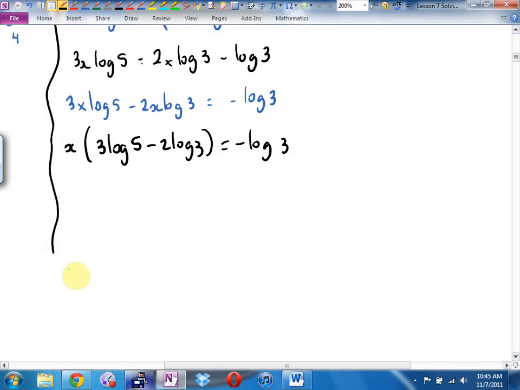And Kirsten, how many x's do I have now? Just one. What's happening between the x and the bracket mathematically? Multiplying. So how would I move this ugly bracket over? Divide. It's ugly, but it's still math 9. If it's multiplying, I divide. x is going to be the negative log 3 on the top, and on the bottom, I'm going to have a 3 log 5 minus a 2 log 3.